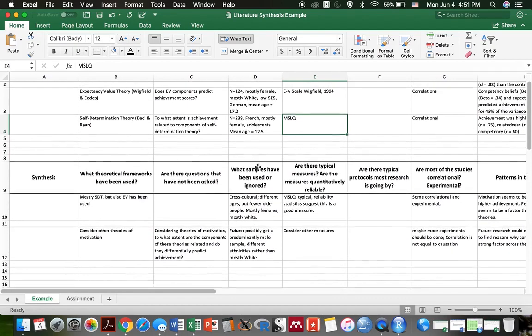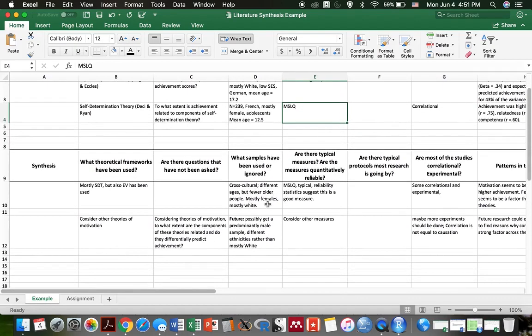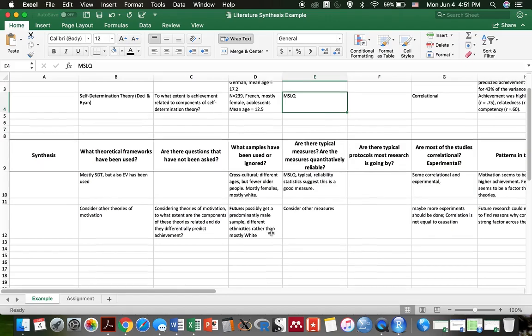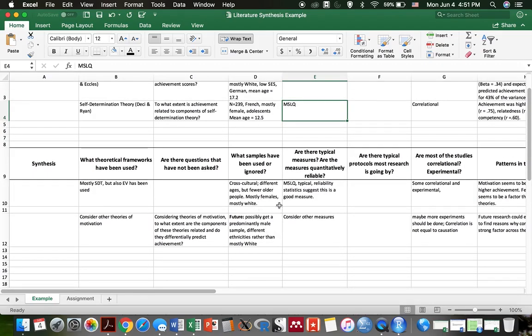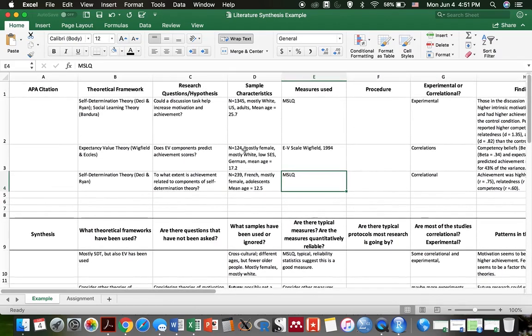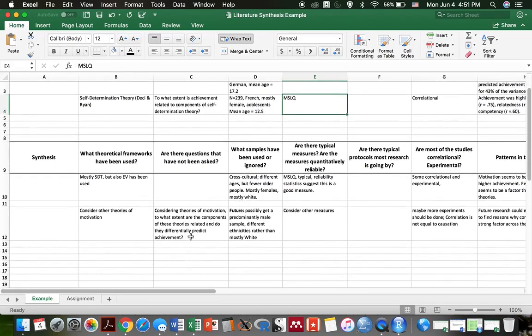Now, when I look at the samples, oh, there's cross-cultural, different ages, but fewer older people. So they're mostly females and mostly white, so maybe I can get a male sample with different ethnicities rather than mostly white. And maybe I can get more older adults. Might be important to use, depending on my questions and what I'm interested in.